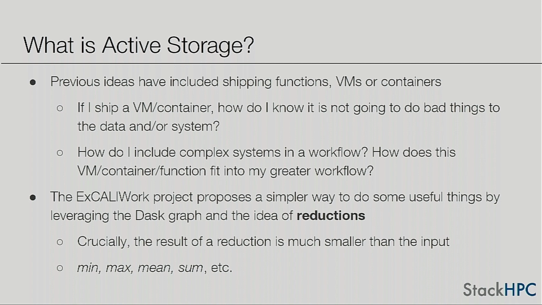Well, we're looking at a fairly specific proposed solution in the Excaliwork project, where we take a Dask graph and the idea of numerical reductions to implement this in a particular use case. So the main important thing about a reduction is that the result of the reduction is much, much smaller than the data that it works on. And examples here are minimum, maximum, mean and sum, and in this case the result was a scalar.